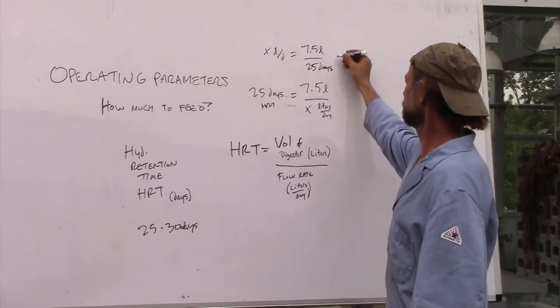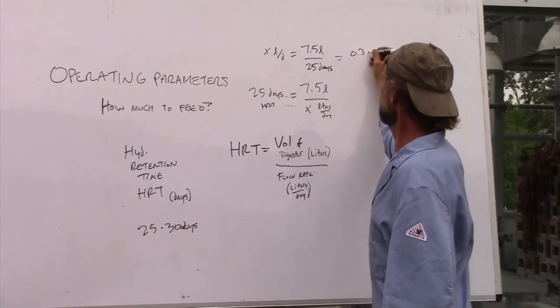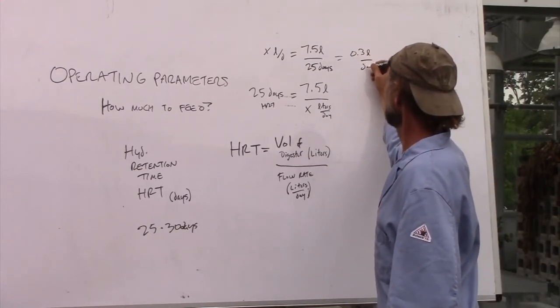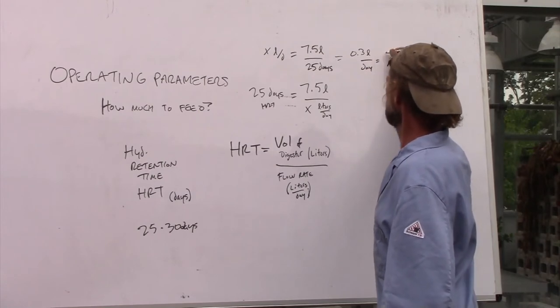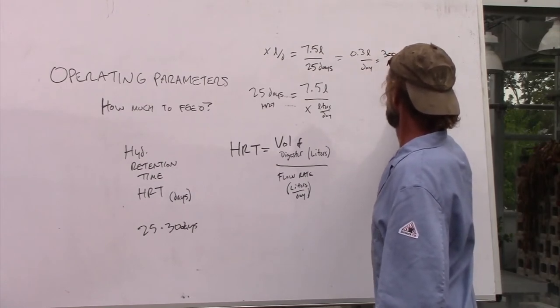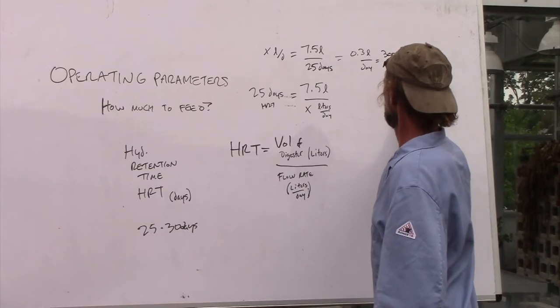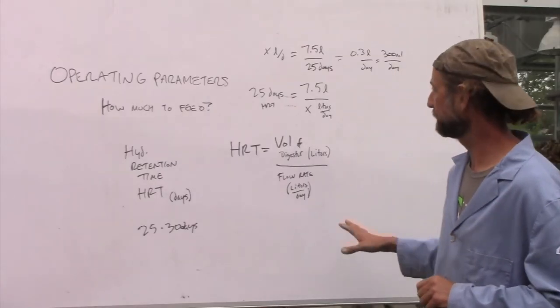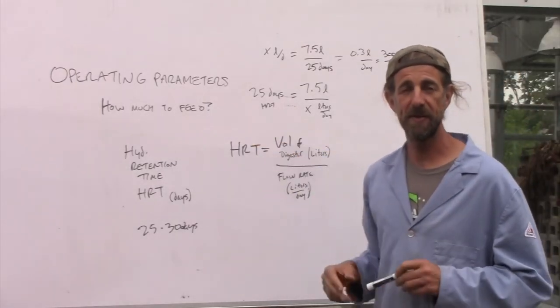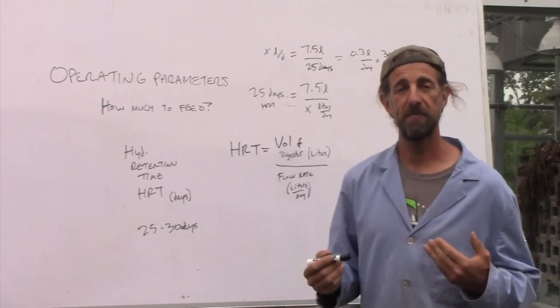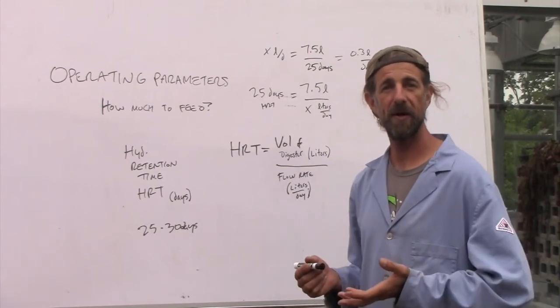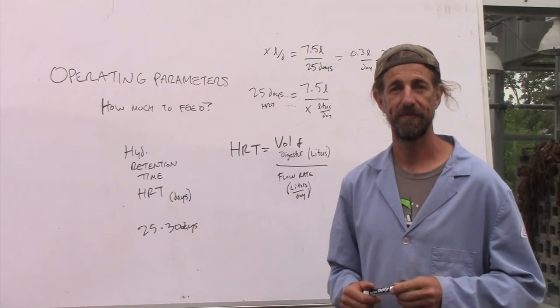That comes out to 0.3 liters per day, which is equal to 300 milliliters per day. What that gives us is 25 days of residence time in the digester for the microbes to take that fresh food and convert it into biogas and simple organic materials.